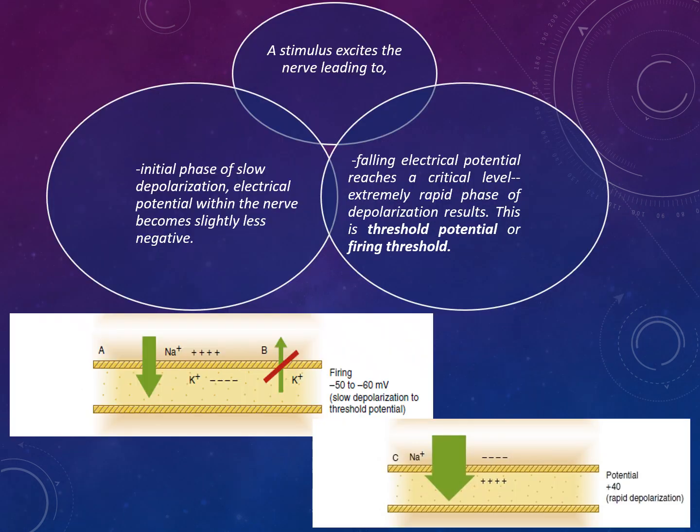When a stimulus excites the nerve, it leads to an initial phase of slow depolarization. Electrical potential within the nerve becomes slightly less negative. Finally, the potential reaches a critical level, and then a rapid phase of depolarization results. This is the threshold potential or firing threshold. The firing threshold is around minus 50 to minus 60 mV, which corresponds to slow depolarization, and the final level reached is the action potential, that is plus 40 mV.